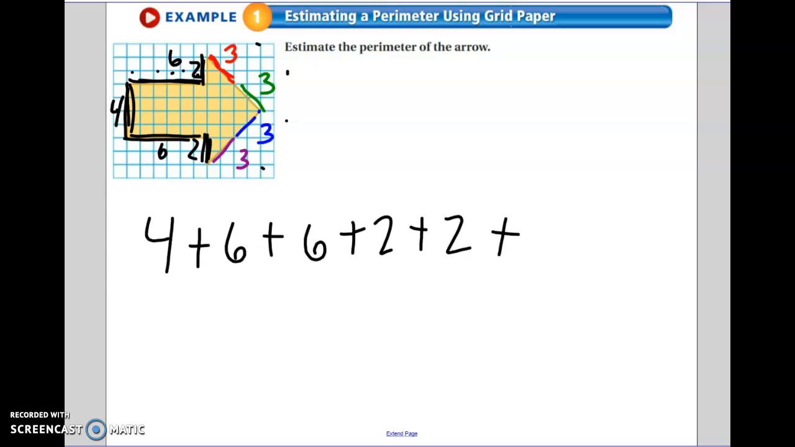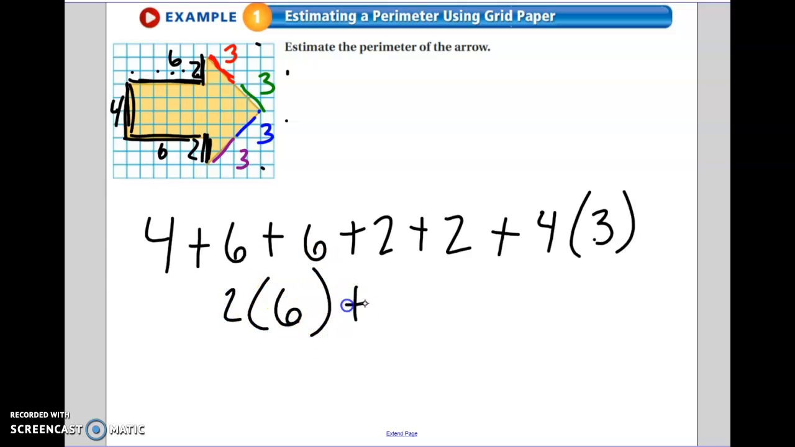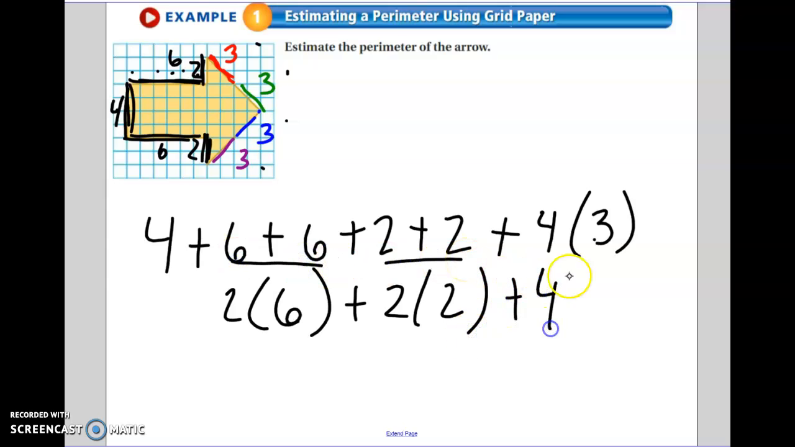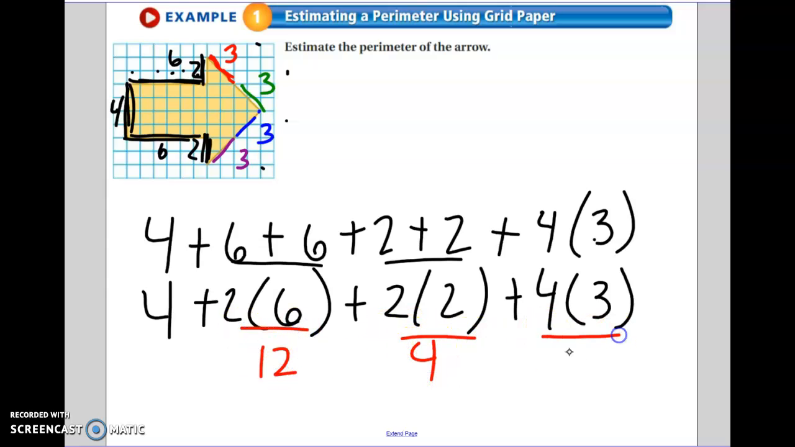So if you guys are okay with this, I'm going to go 4 times 3. Now we easily could have done 2 times 6 plus 2 times 2, because we have 2 sides of length 6 and 2 sides of length 2. So I'll just write that a different way. If you want to make this a little more efficient, you can. So 2 6s is 12, 2 2s is 4, 4 3s is also 12. We have to add this singleton 4 here.